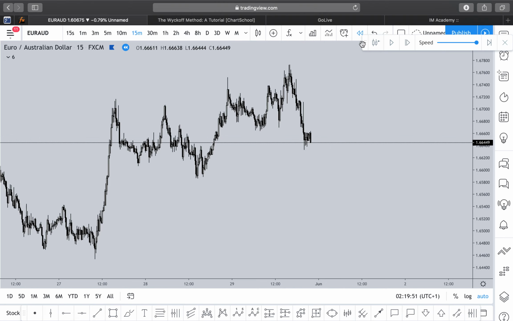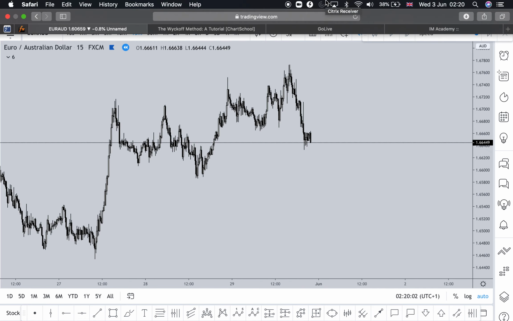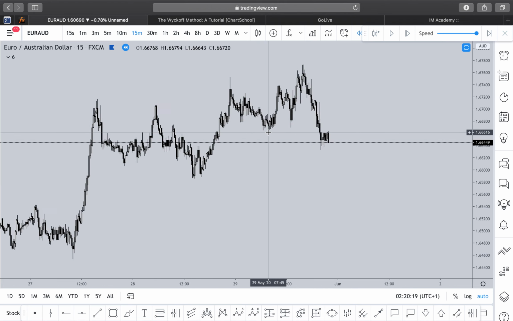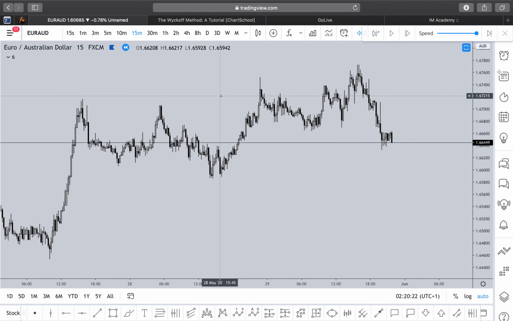So all I've done right now is put this in replay mode until where the market in essence opened. So this is just before the market opened, the Sunday that just passed, a few days ago. Right now it's Wednesday, 3rd of June at 20 past 2 a.m. UK time. So on the 15-minute time frame for Euro Australian dollar, we can see in essence the perfect distribution schematics being printed on the charts, being printed on the candles, right?